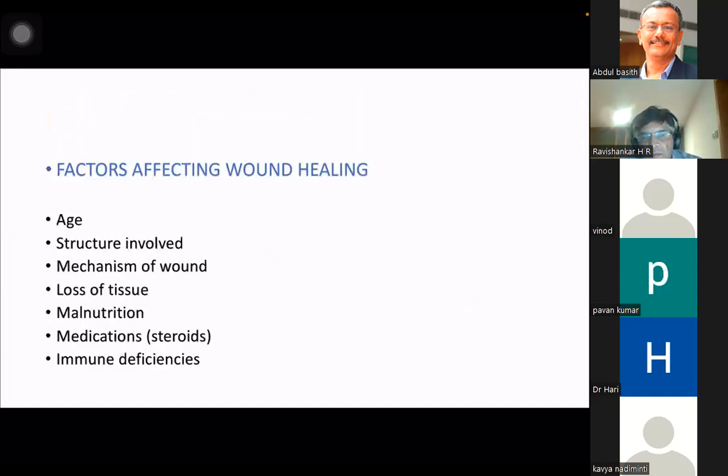And factors affecting wound healing: age, structures involved, mechanism of wound, loss of tissue.